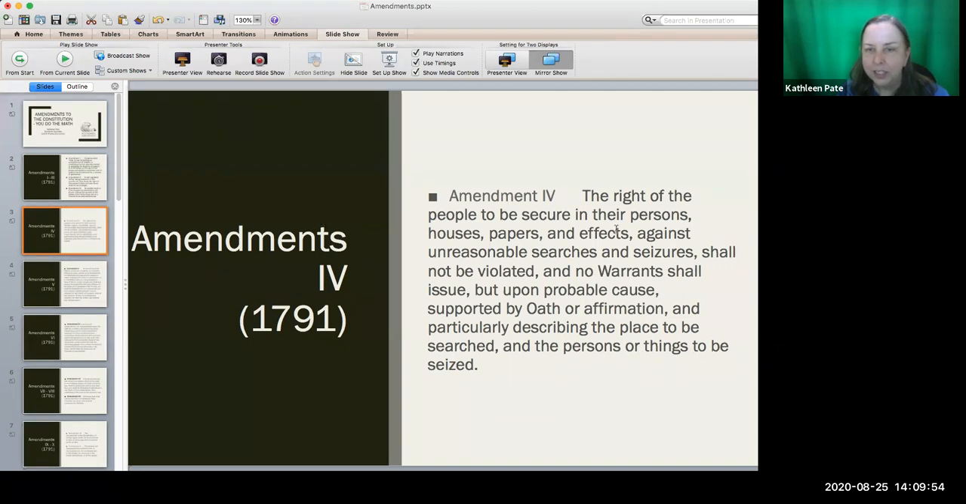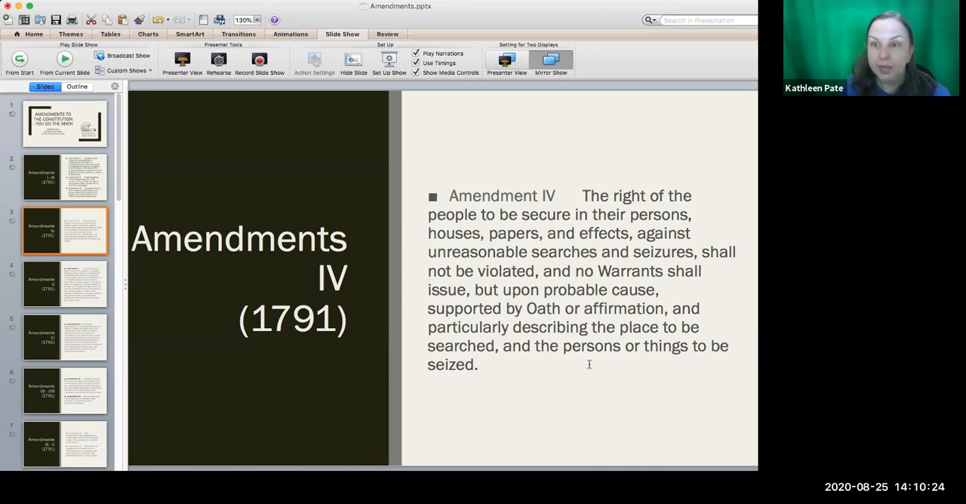And unreasonable search and seizure, right? The police cannot just come in your house, start going through the trunk of your car. You have to have a warrant, right? And there's a lot of interesting Supreme Court cases related to Amendment 4. So what constitutes an unreasonable search and seizure?